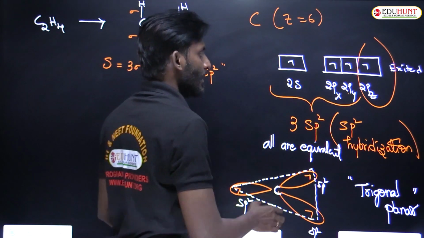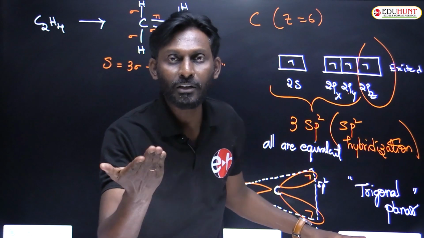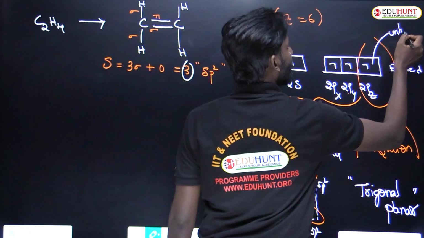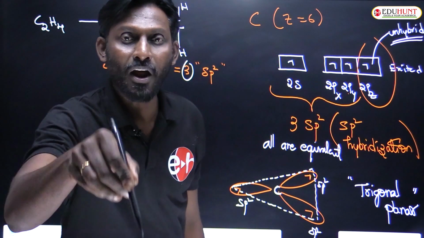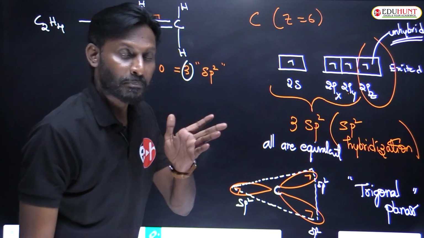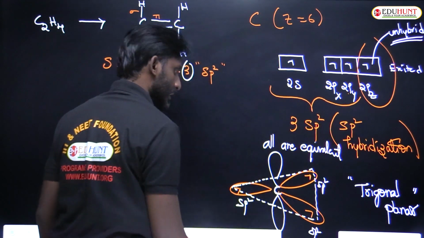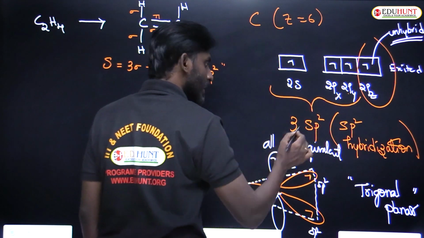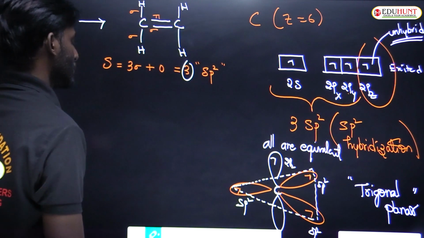But one more thing, the pz is perpendicular to the xy plane. So this unhybrid, what do I mean by unhybrid? The atomic orbital which is not involved in hybridization. This unhybrid pz orbital is perpendicular to the plane of the hybrid orbitals. Are you understanding? So this is 2pz. This is an atomic orbital, a pure orbital. It is having one electron also. Are you able to understand this?